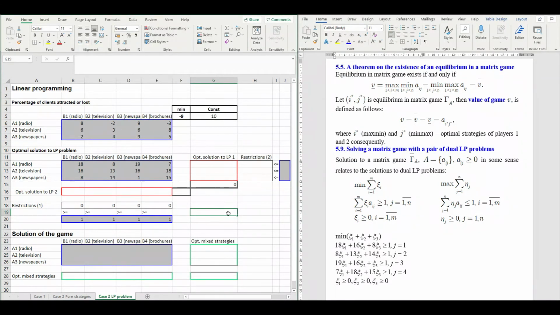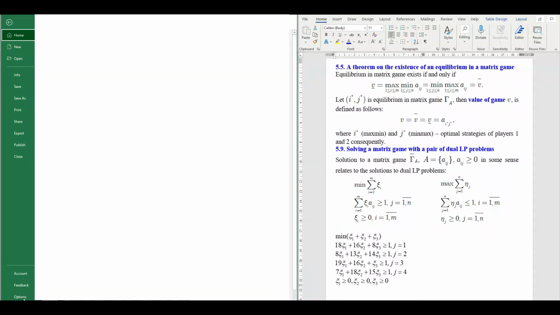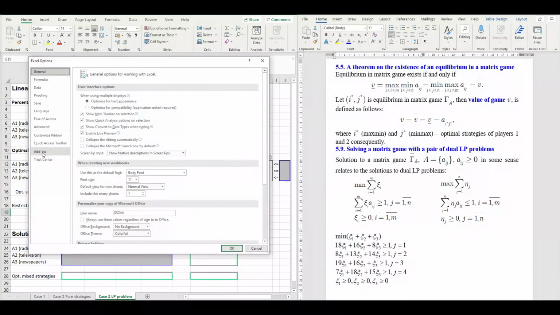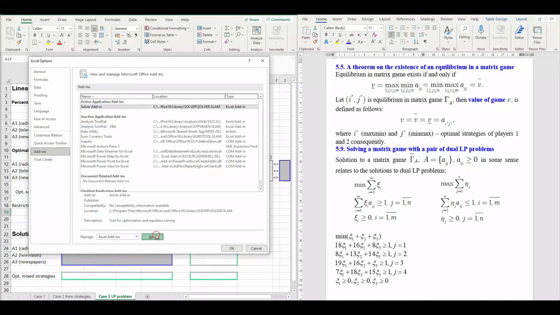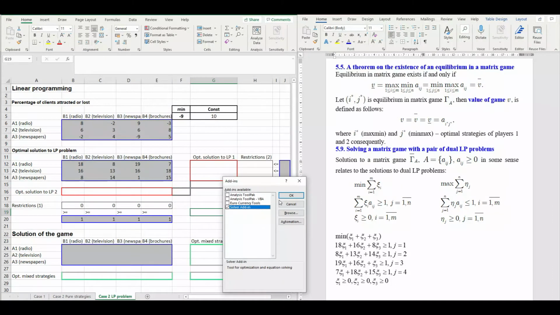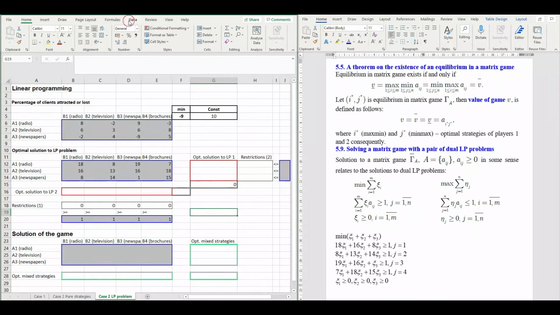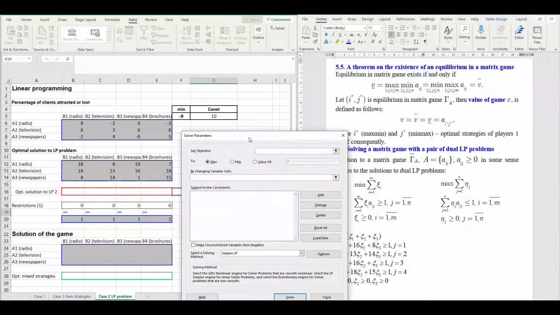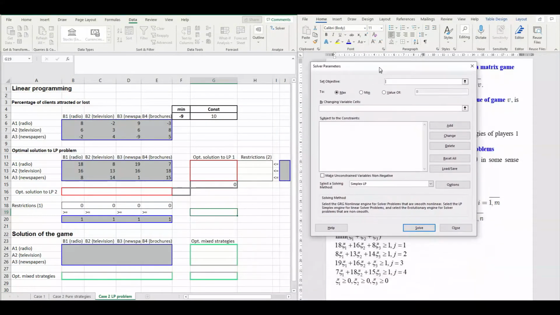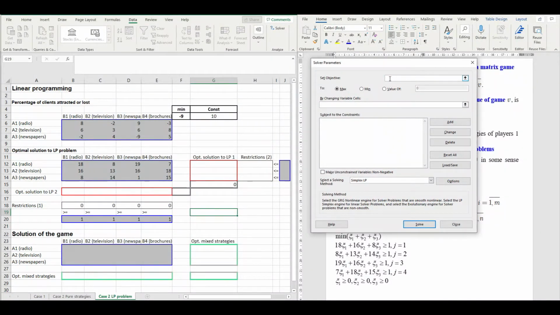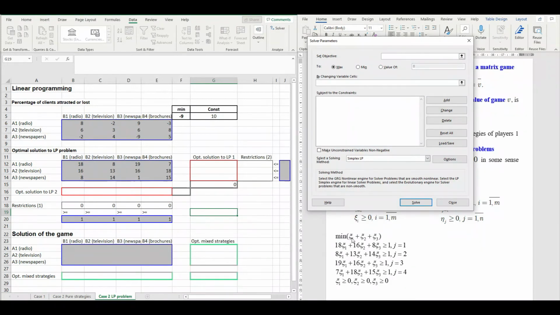For this reason we need the optimizer Solver, and to install Solver we should go to File, Options, Add-ins, Go, and choose the option Solver Add-in. And after that we go to Data and choose Solver, and the first field here is the objective function. The objective function, the sum of the variables xc1, xc2 and xc3, is in the cell G15. According to our problem statement, we need to minimize this objective function.